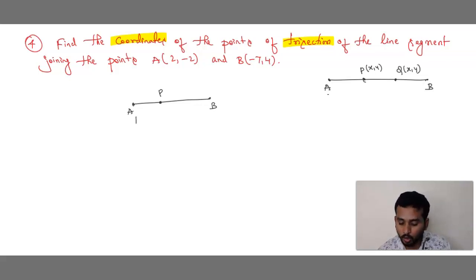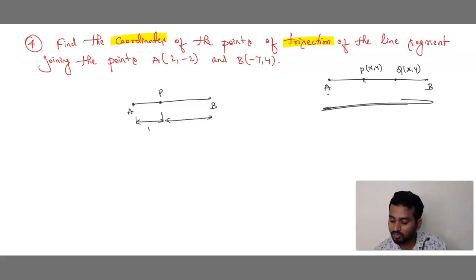Now A to P, how many parts? 1 part. Correct? P to B, how many parts? Can you see this figure? P to B, how many parts are there? 2 parts. बेटा समझ में आया?